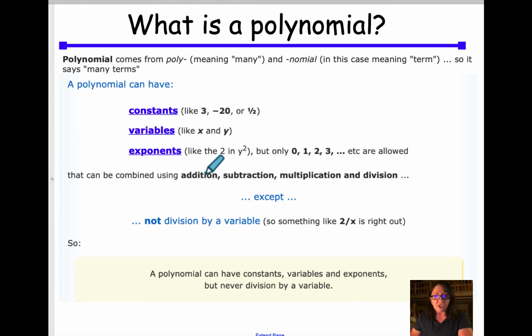Okay, so going back, let's just go through this. What is a polynomial? Polynomial comes from many, nomial means terms, so many terms. A polynomial can have constants, variables, exponents, and the cool thing about polynomials is if you add polynomials, you still get a polynomial. If you subtract polynomials, you still get a polynomial. If you multiply polynomials, you're still going to get a polynomial. However, when you divide polynomials, you may not get a polynomial. Sometimes yes, and most of the time no.